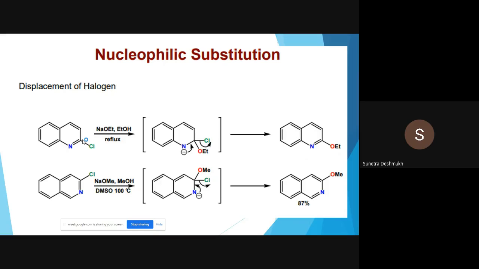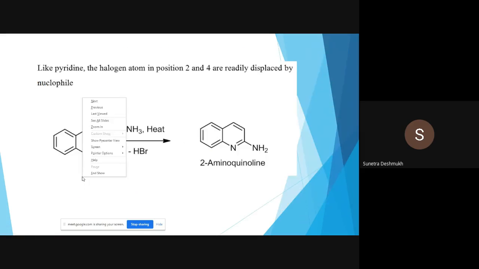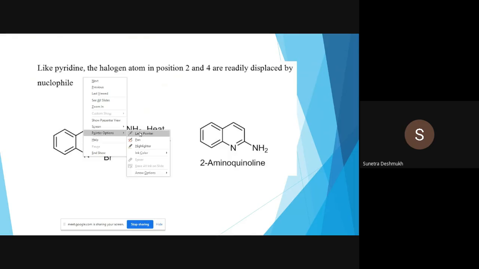So here we have taken 2-chloroquinoline and 3-chloroisoquinoline. So 2-chloroisoquinoline on treatment with a strong base, sodium ethoxide in ethanol, the ethoxide group is getting attached, displacing the chlorine. How the displacement occurs here, they have shown the mechanism and how the aromaticity is regained after that. So with both quinoline and isoquinoline, the same reaction I have explained over here. Like pyridine, the same mechanism, displacement reaction.